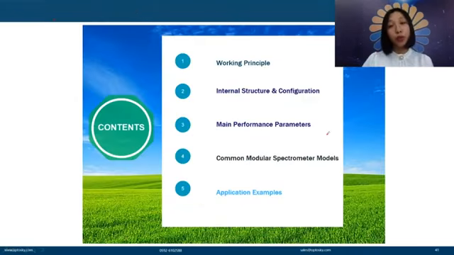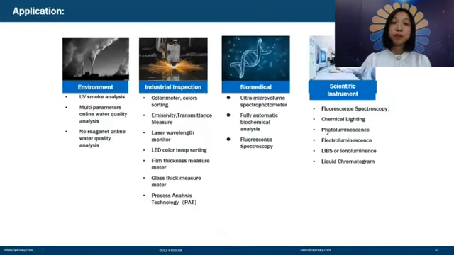Finally, we would like to share some examples of applications with you. Actually, modular spectrometers can be used to many industries. We can have applied to environmental industry and in the industrial inspection, and used to the biomedical industry and scientific instrument. So for the environmental industries, we have the most common UV smoke analysis and water quality analysis.